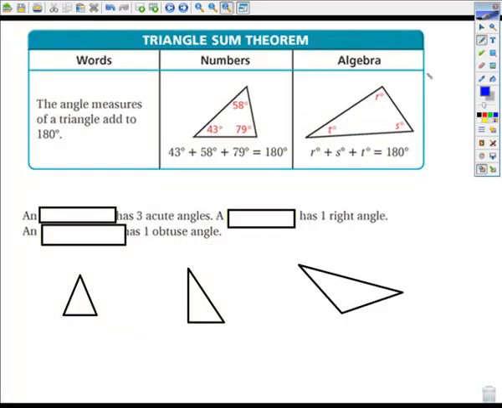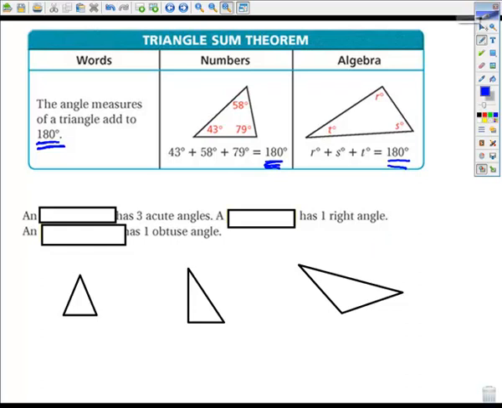Okay, here we have some theorems to do, or words, numbers, and algebra with the triangle sum theorem. The first one: the angle measures of a triangle add to 180 degrees. So please go ahead and underline that to make it important. 180 degrees. Here it's showing it with numbers. If you take these three angle measurements and add them up, again you get 180 degrees. And with algebra, they don't tell us what R, S, and T are, but I know regardless they have to add up to 180 degrees.